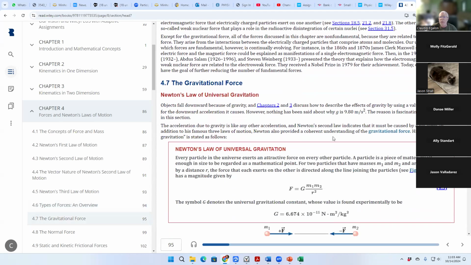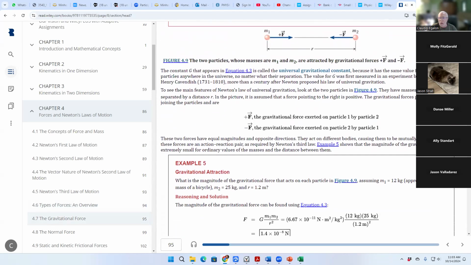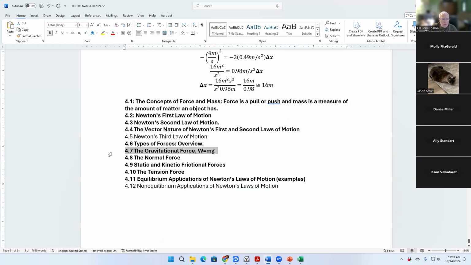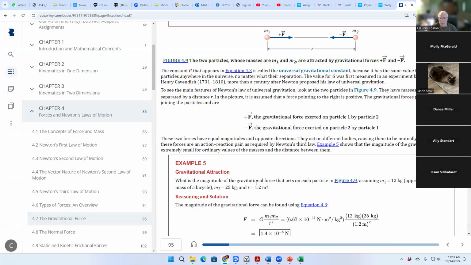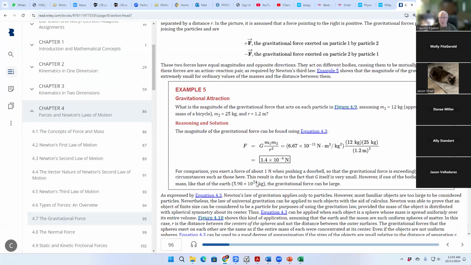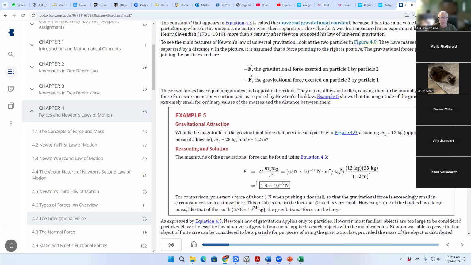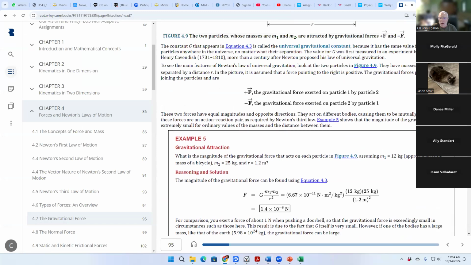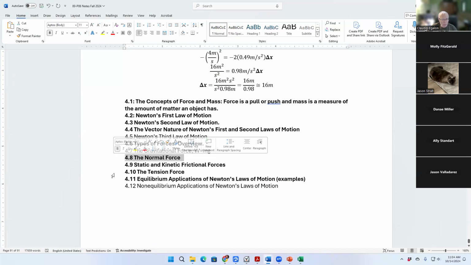And gravitational force, we didn't cover that yet. We covered only the gravitational force nearby the surface. But the gravitational force that he's talking about here is the gravitational force whenever objects are far apart from each other. We're going to cover that. We didn't cover that yet. Normal force we covered. Static and kinetic frictional force we covered. Tension force we did cover.